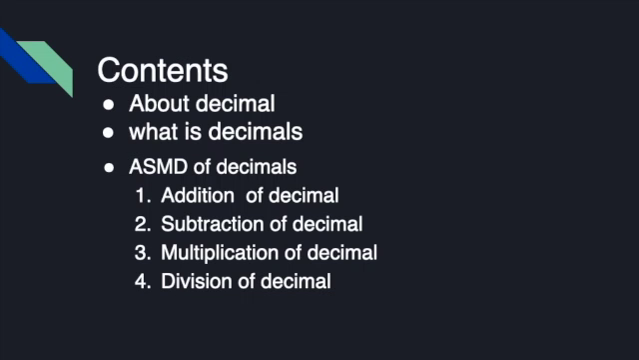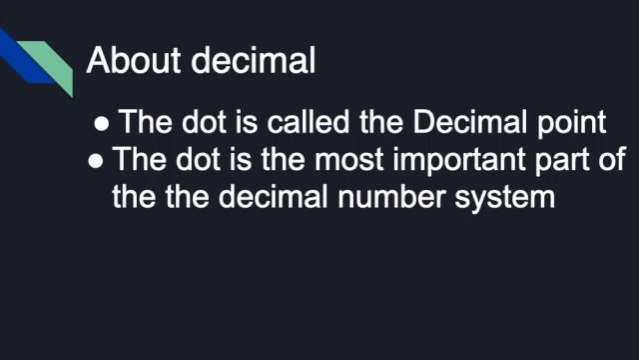Let's start with some important points about decimals. The dot is called the decimal point. Whenever you see any decimal questions, there'll be one small dot. That is the dot, what we call a decimal point. That particular decimal point is very important in the decimal number system.